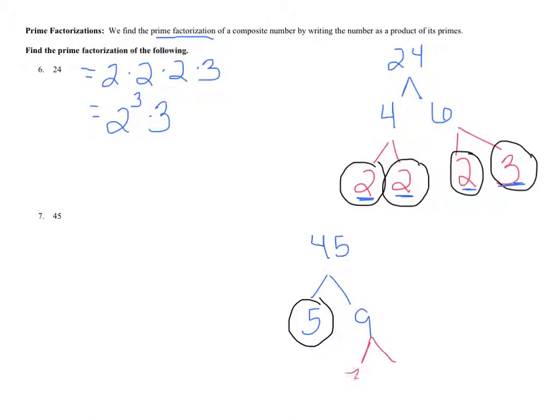9 could be written as 3 times 3. Now both 3 and 3 are prime. Therefore, 45 can be written as 3 times 3 times 5, or in other words, 3 squared times 5. We typically like to write our prime factorizations in order of least to greatest, which is why I started with the 3 as opposed to the 5.